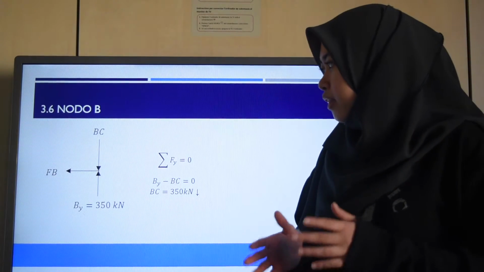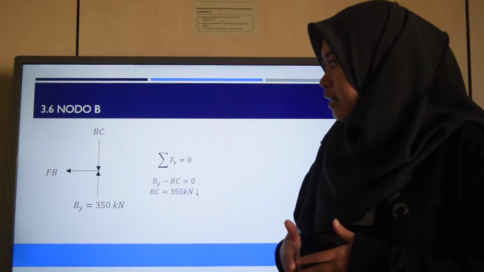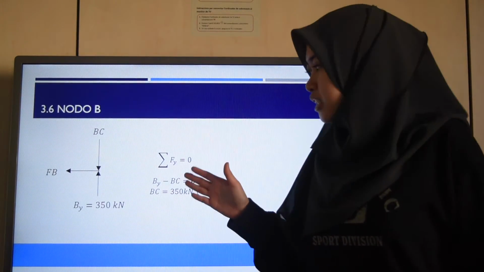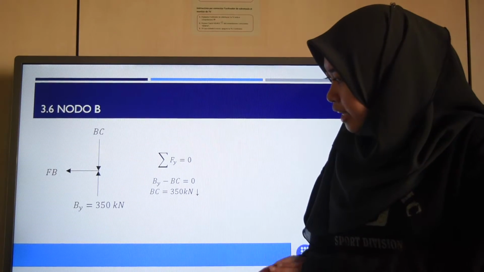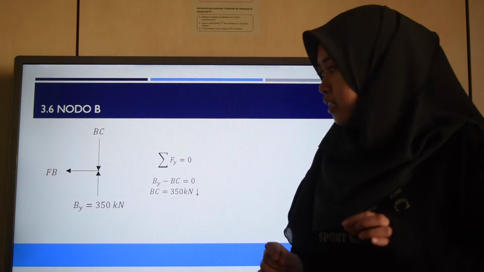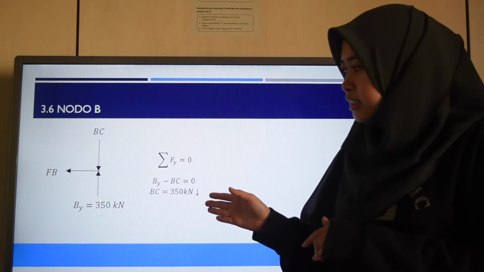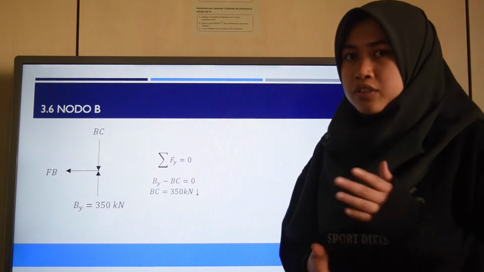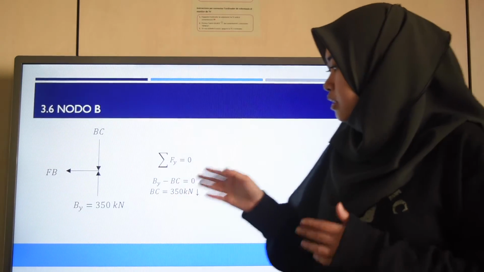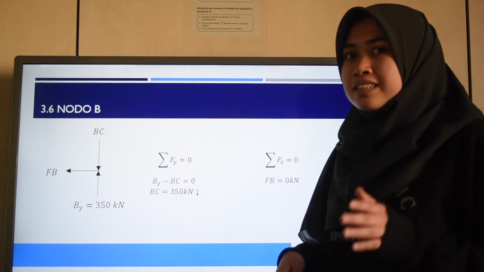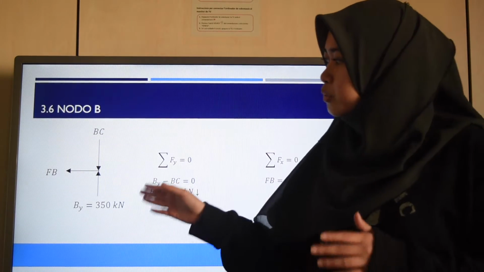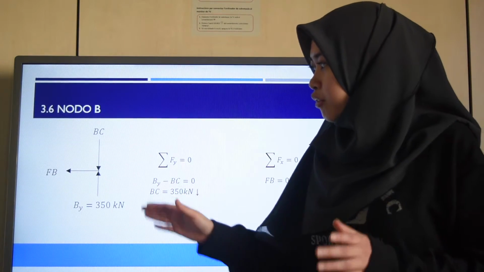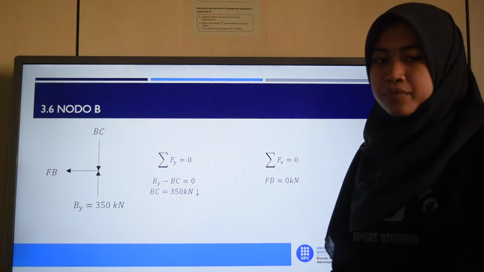To find out whether our hypothesis and assumptions are correct or not, we first sum all the forces in the vertical directions to 0. Here we obtain that the force of BC is a positive value of 350 kilonewtons. Since it's a positive value, it means that BC is a compression force, which is correct. And then we sum all the forces in the horizontal directions to 0. Here we see that the force of FB is the only force in the horizontal directions. Therefore, FB is equal to 0.